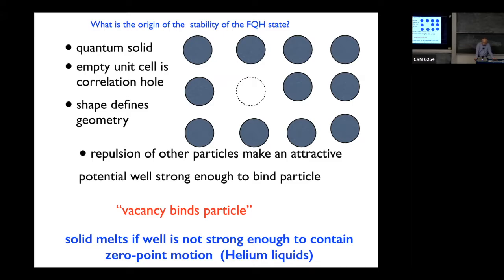So basically, you can think of the solid as forming a composite thing where a vacancy in the solid binds the particle that fits in it, and that's a stable thing. And of course, helium solids under low pressure will melt because the zero-point fluctuations are too big, and the solid is too squishy and soft, so the potential well becomes not big enough to bind the atom in it, and therefore the whole solid melts.